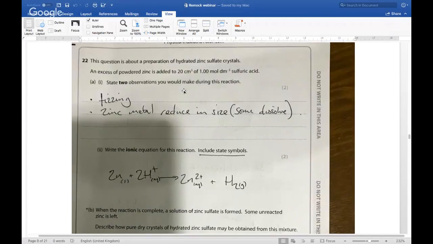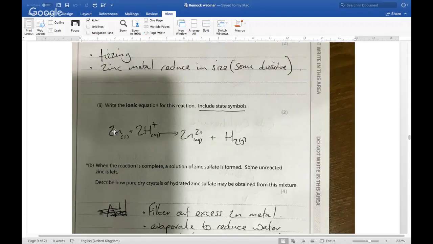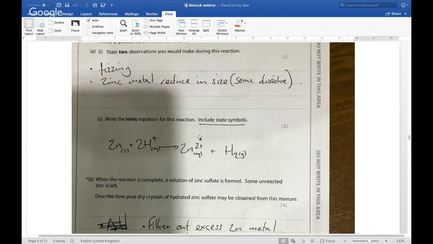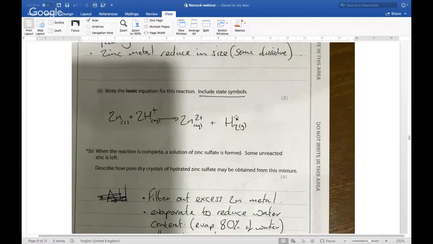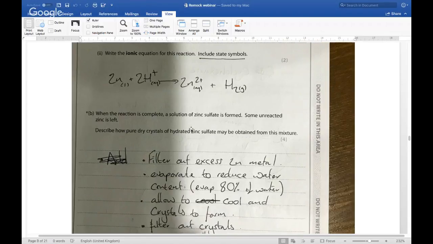Ionic equation. Acid is, remember, any acid is H plus in an ionic equation. Sulfate makes no difference. And zinc always forms a 2 plus. You've just got to know it. Always a 2 plus, and then you form hydrogen gas. Remember as well, guys, conservation of electric charge. 2 pluses on this side and must have 2 pluses on that side.